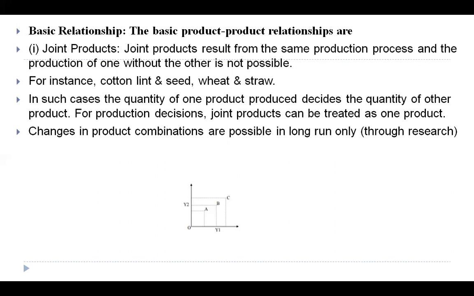Now see, what is the production possibility curve? Shape of production possibility curve in joint products. So see the shape. If you take quantity of output of Y1 on the OX axis, and Y2. Already we saw in the first part that the production possibility curve is concave in shape. But in joint product relationship, this is the shape of the production possibility curve, as shown in the figure.